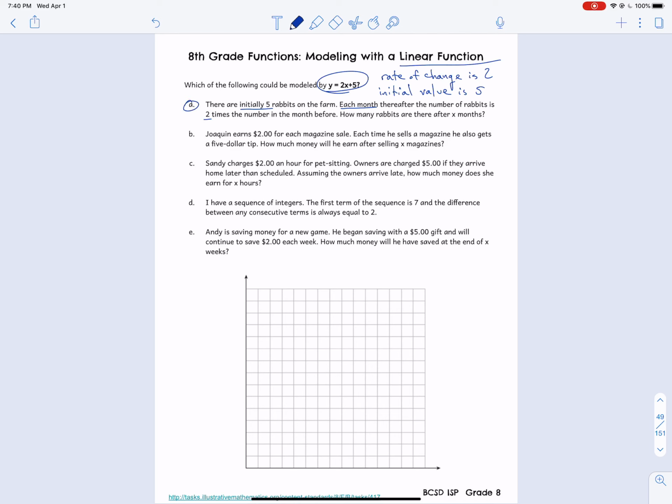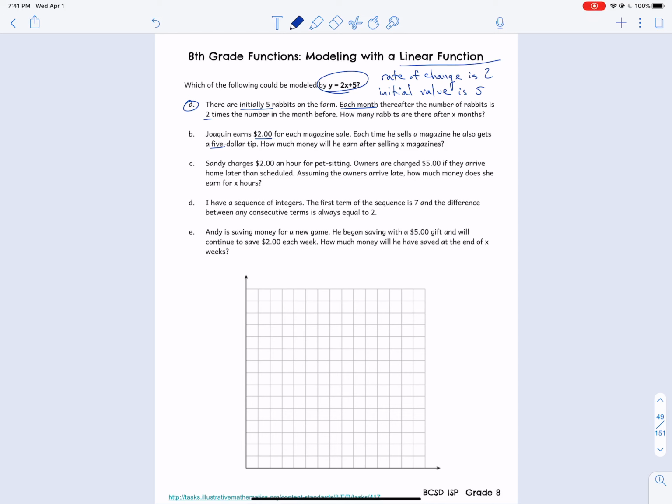Okay, so I'm just going to circle it. Okay, the next one, Joaquin earns $2 for each magazine sale. Each time he sells a magazine, he also gets a $5 tip. How much money will he earn after selling x magazines? All right, so they give us those two values, right? Here's 5 and here's 2. Of course, to make us think about it, right? We can't just assume that just because there's a 5 and a 2 that it's going to work. So let's think about this.